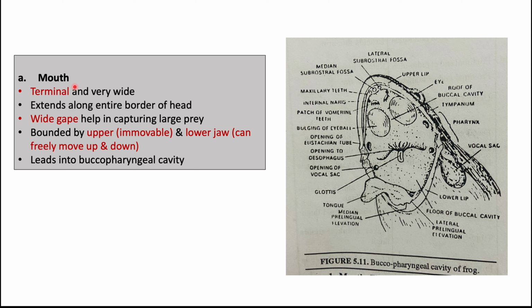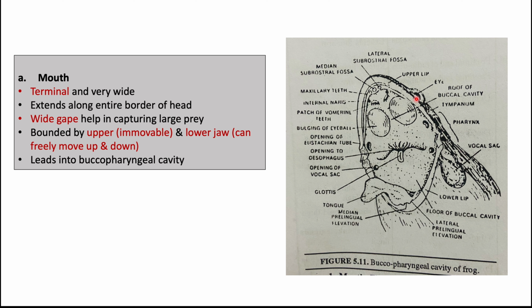Coming to the mouth, in case of frog, the position of the mouth is terminal. That means it is present at the tip of the body, here we can say head. So it is present at the tip of the head and it is very wide. Look at this. It is extending along the complete border of the head. Look here, the mouth is stretching from here to here. And this large gap helps in what? In capturing large prey. So this wide gap is helpful in capturing large prey.